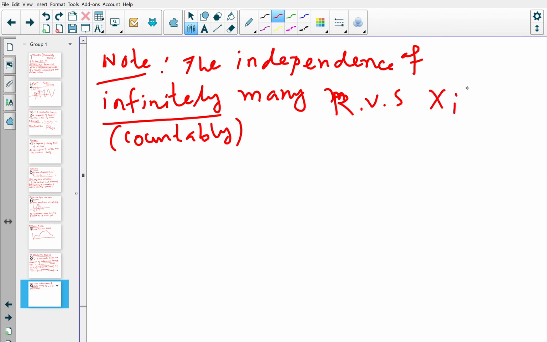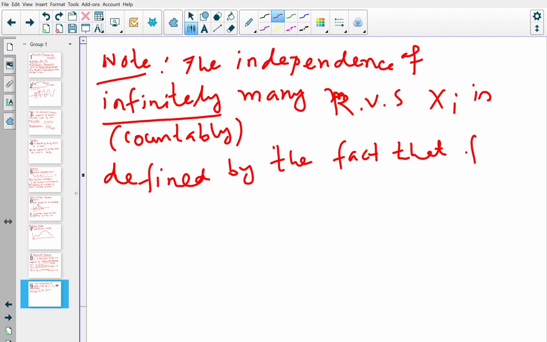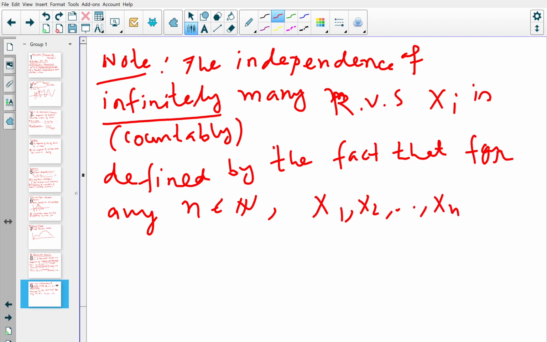Say x size. So this is defined by the fact that for any natural number n, x1, x2, ..., xn, or in any set, I should say any set x_t1, x_t2, ..., x_tn. So these t1, t2, tn can be any natural number. So any set of these is independent.